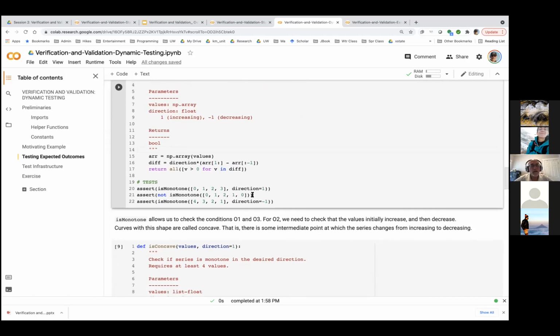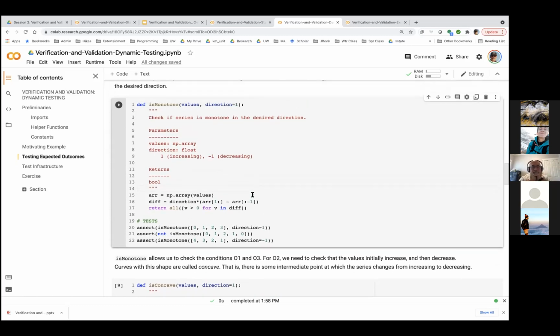Got it. So those arrays all have one less element than the original array. Exactly. They're of the same size. That could be a problem if they're not of the same size. Right.